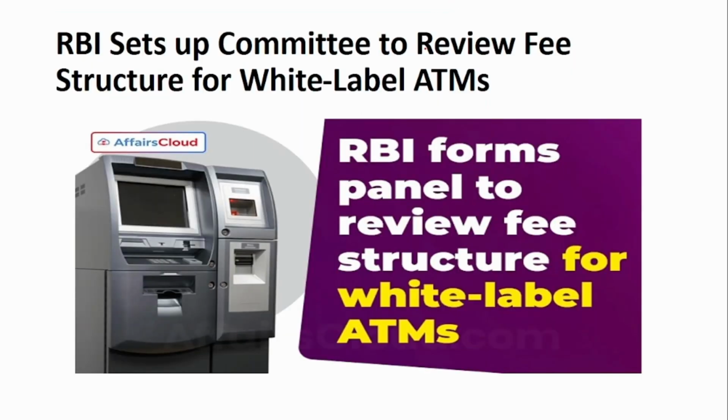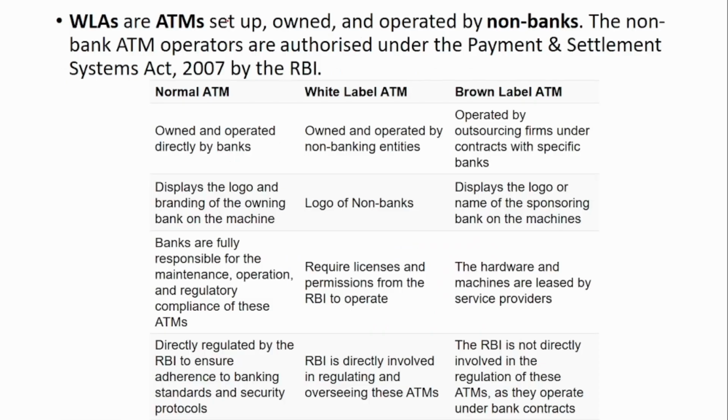The next is that RBI sets up a committee to review the fee structure for white label ATMs. White label ATMs are set up, owned and operated by non-banks. These non-bank ATM operators are authorized under the Payment and Settlement Systems Act of 2007 by the RBI. There are 3 different types of ATM: normal ATM, white label and brown label. Normal ATMs are owned and operated by the banks directly, but white label ATMs are owned and operated by non-bank entities.